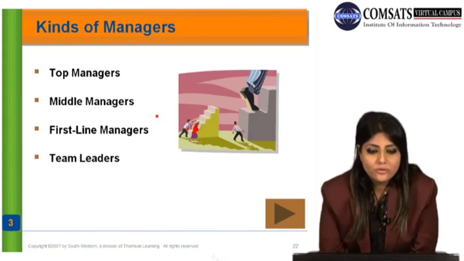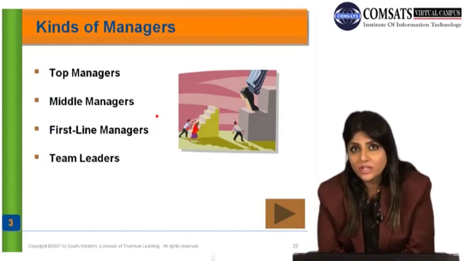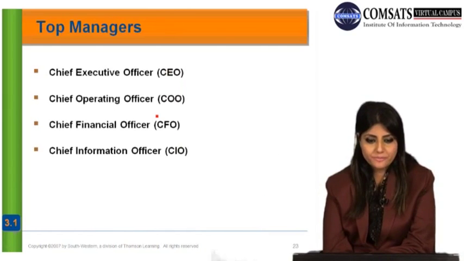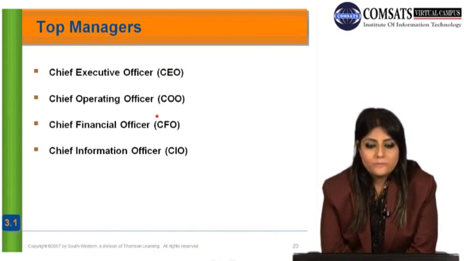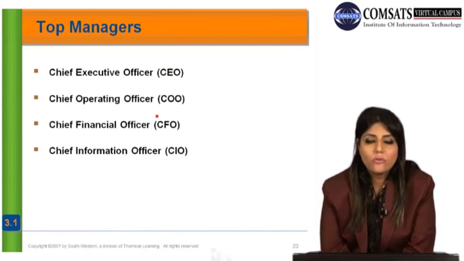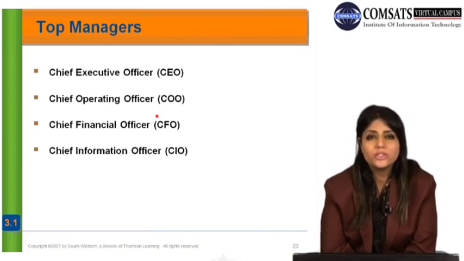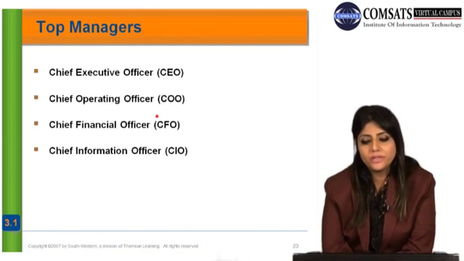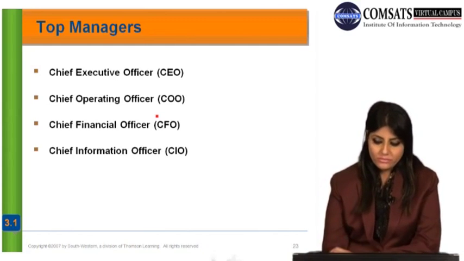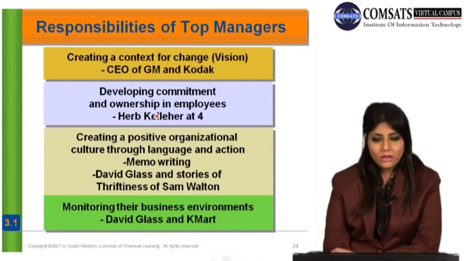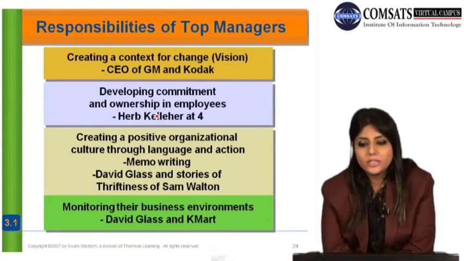Then we have the different kinds of managers. We have the top managers, we have middle managers, we have first line managers, and we have team leaders. Top managers include chief executive officers, chief operating officers, chief financial officers, and chief information officers. They are all top managers in a company. What are the different responsibilities of top managers?